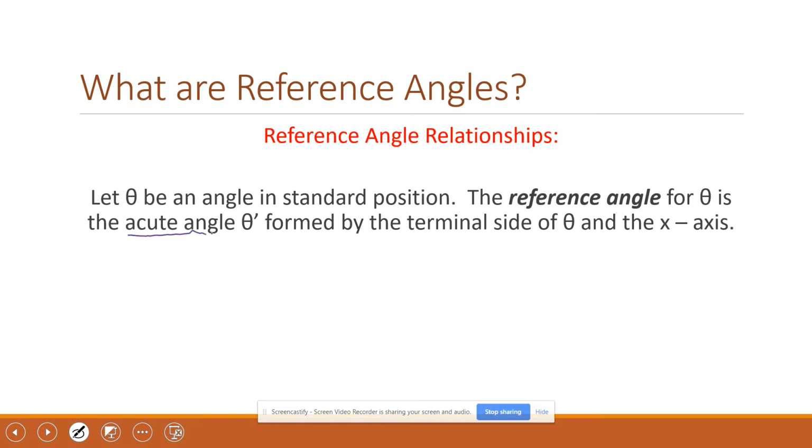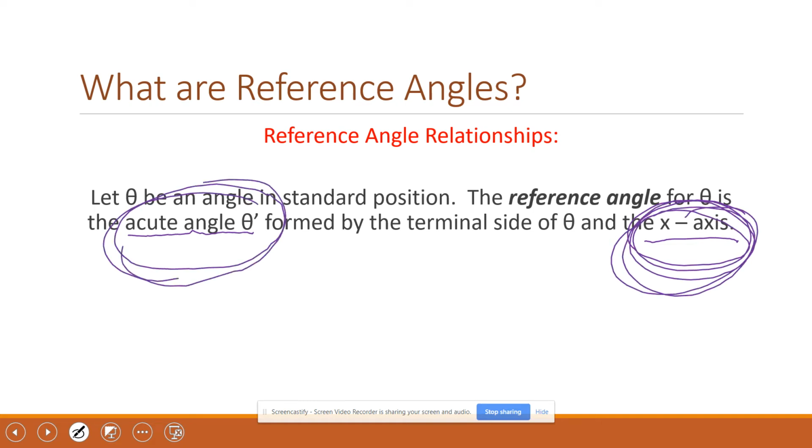A reference angle is an acute angle formed by the terminal side and the x-axis. Those are the two most important things. It's always going to the x-axis, and it has to be an acute angle. Now remember, an acute angle has to be between 0 and 90. Your acute angle can't be any more than 89.9999. And of course, it's an angle measure, so it's not going to be a negative value.